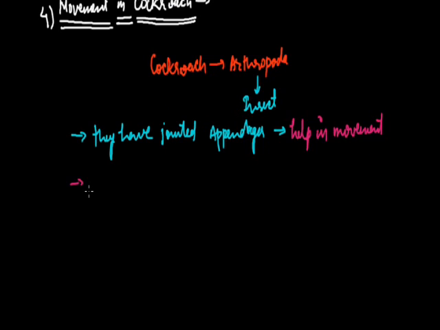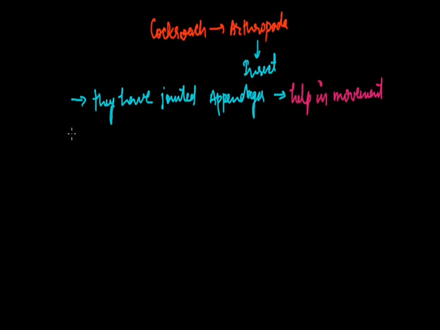So, as I have told you, it's a unique characteristic of phylum Arthropoda that they have jointed appendages, and jointed appendages help in movement. So, if we talk about cockroach, cockroach has 3 pairs of legs and 2 pairs of wings. So, legs and wings help in movement of cockroach.